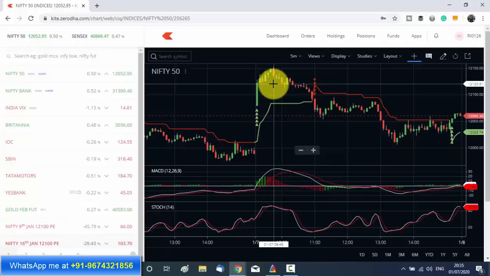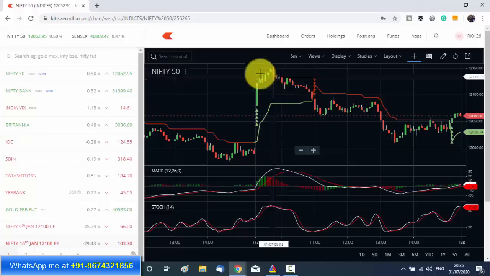Rather, in daily charts all the indicators are bearish, so we need to short the market whenever we get an opportunity. If we get a rally, we need to short the market. So we have shorted the Nifty over here.